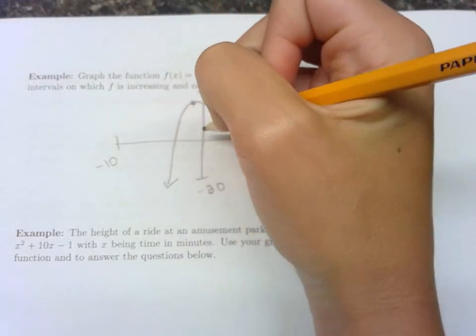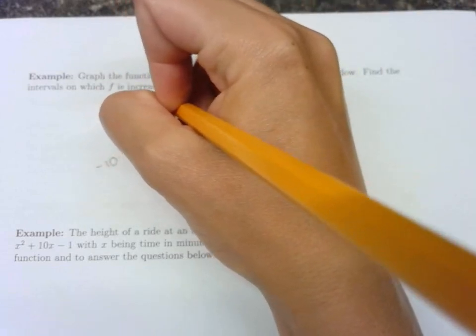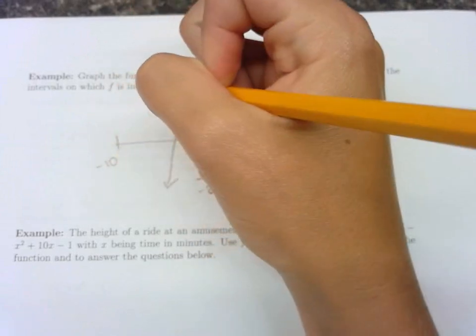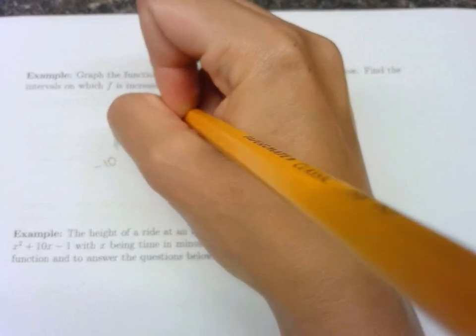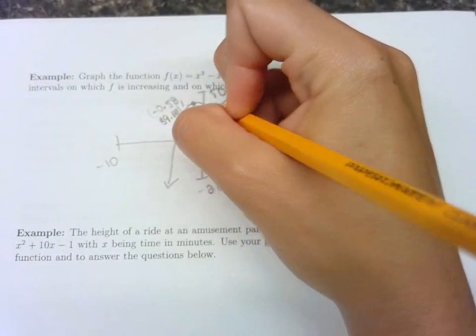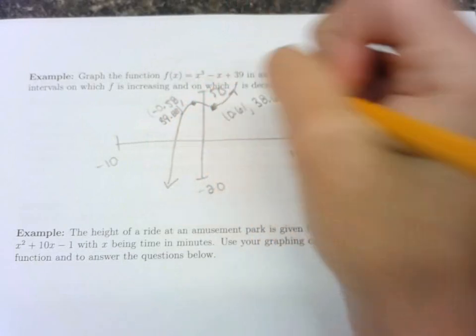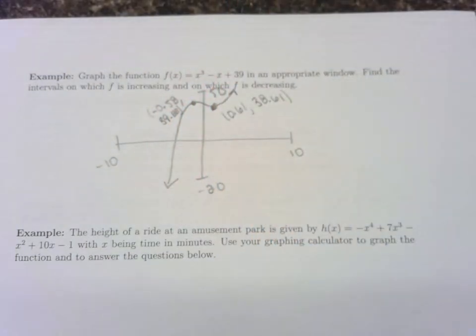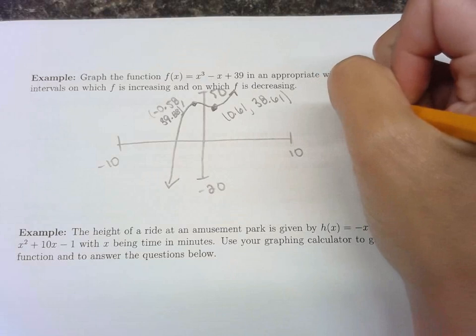So this point is negative 0.58, 39.88. And this is approximate, your calculator is guessing. And then the minimum is 0.61, 38.61. Okay, so there's our minimum, there's our maximum. We're trying to find intervals of increasing and decreasing. So let's do increasing intervals first.